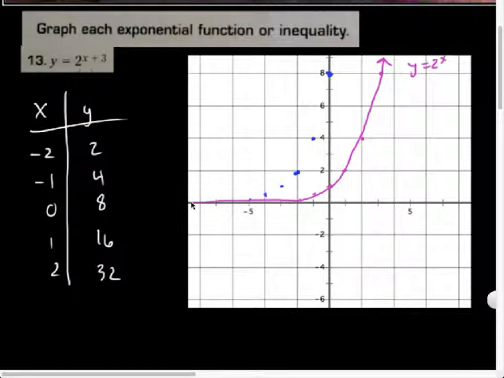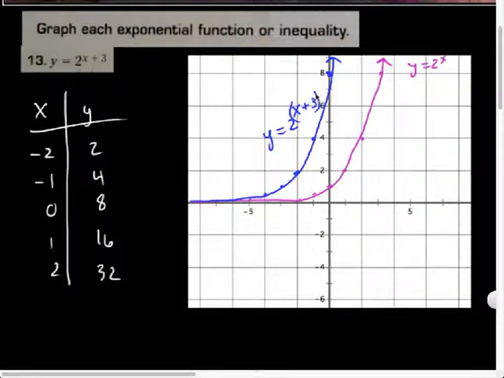Why is the y 2 next to -2? Because -2 plus 3 is 1, and 2 to the first power is 2.